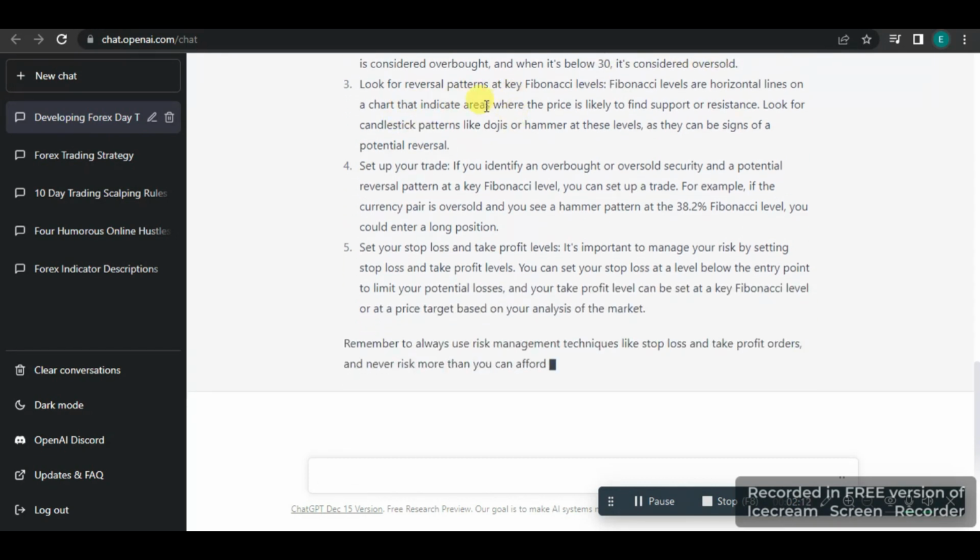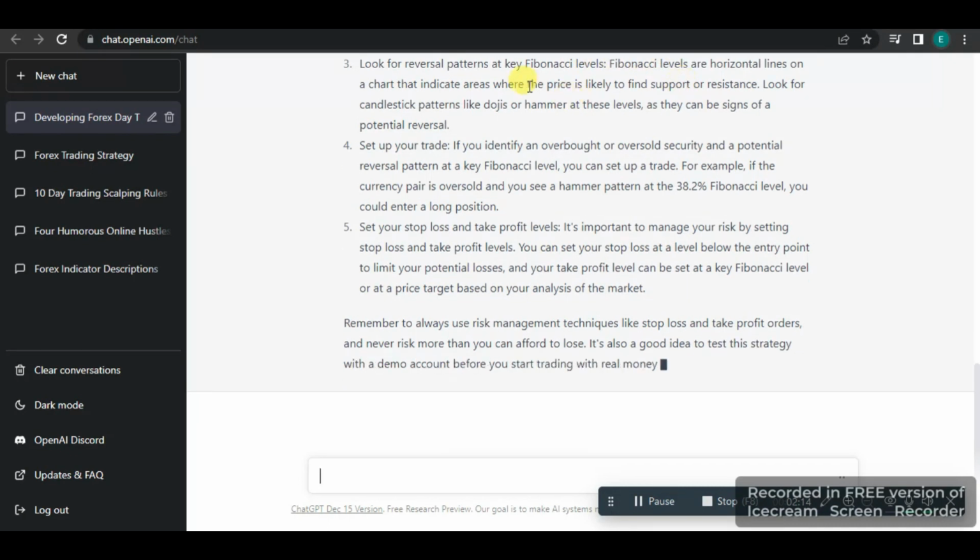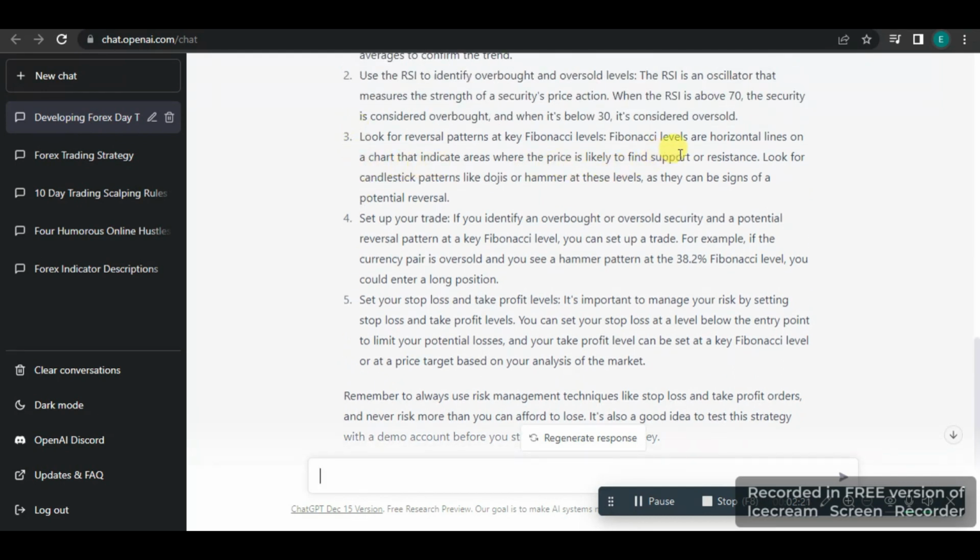Look for a reversal pattern at key level Fibonacci lines. So what this AI is saying is that we will look for areas on the chart where the price is likely to find support or resistance. So look for candlestick patterns like doji. All right, so we're looking for doji or hammer candlesticks, but I prefer to go with doji. Okay, let's just say doji or hammer candlesticks. So at the Fibonacci level, we'll be looking at doji or hammer candlesticks, which are signs of potential reversals.